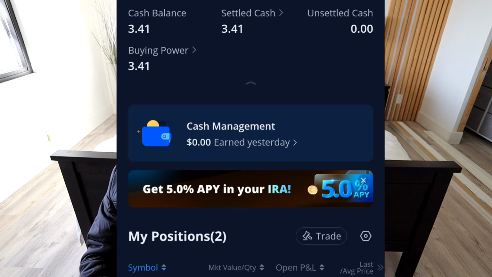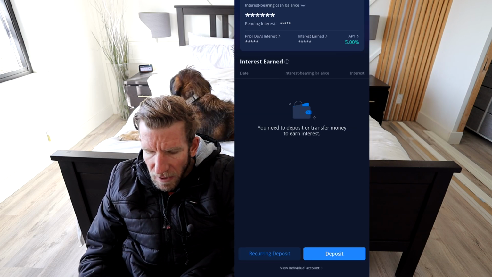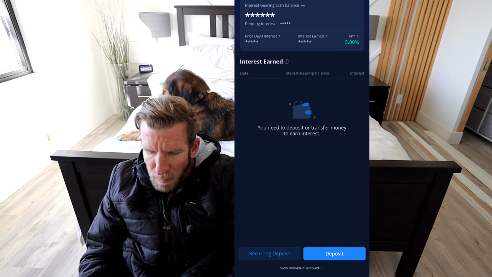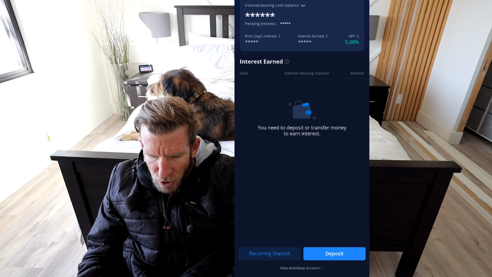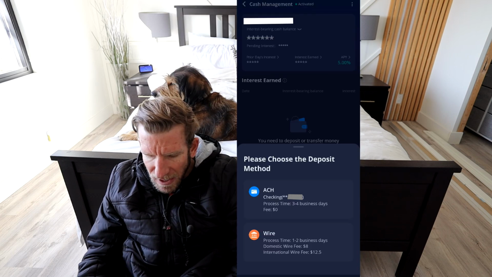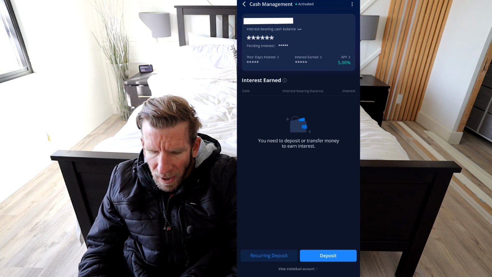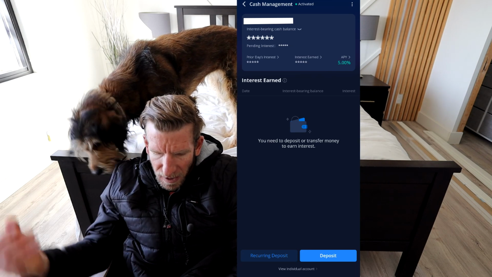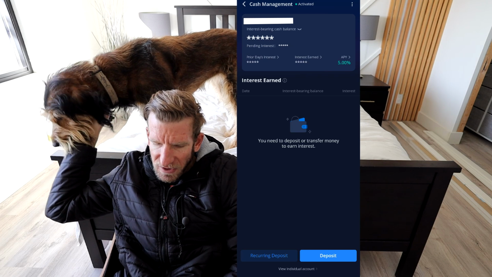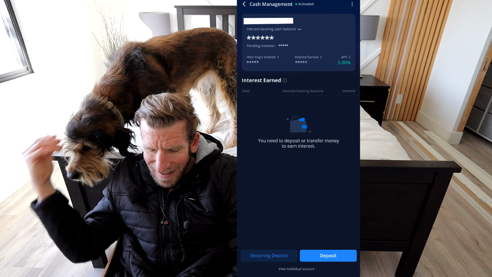In the very middle of the screen, it says cash management right there. They actually started cash management, which, if you deposit with your checking account, now gives you 5% APY on any money you deposit right here. So I literally could just hit deposit, deposit with my checking account right now, and start earning 5% on that money. That could be your emergency fund. That could be your 3 to 6 months of savings, just cash sitting around that you'd rather have work for you. 5% is not bad.